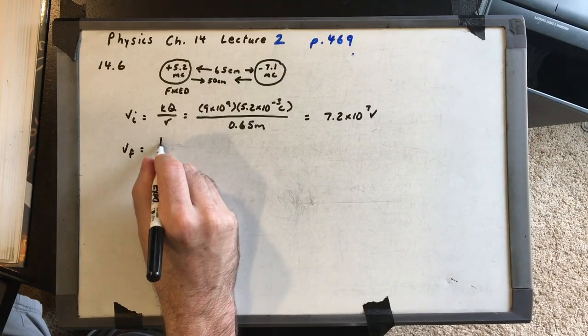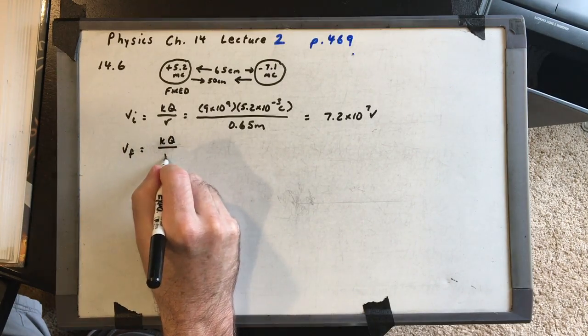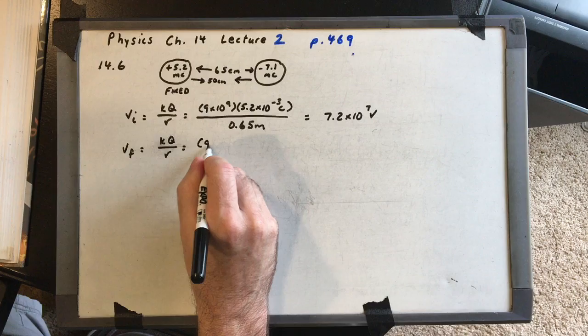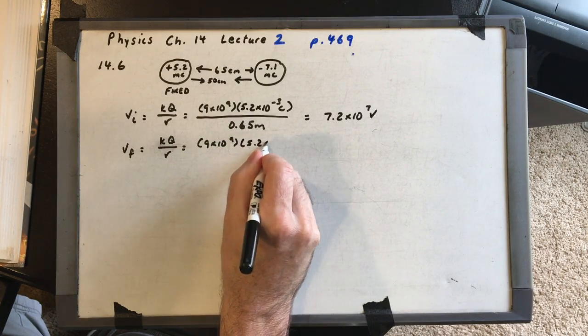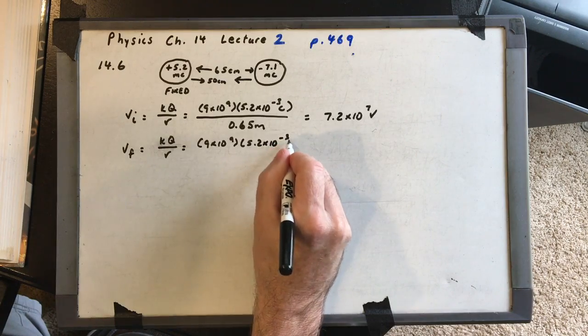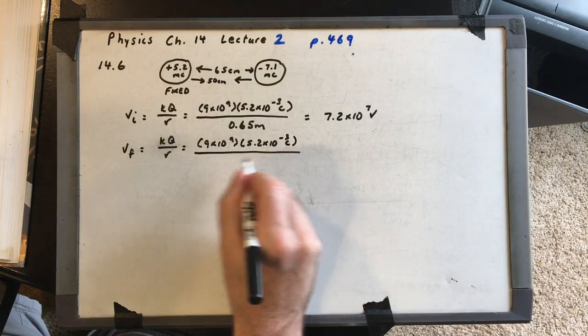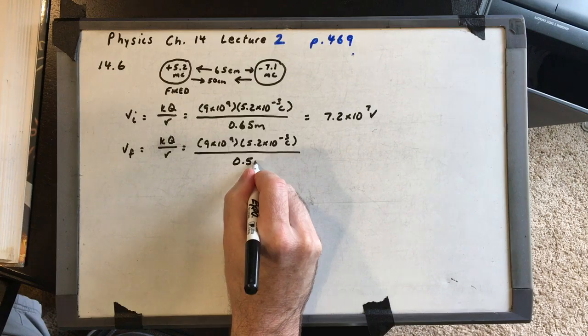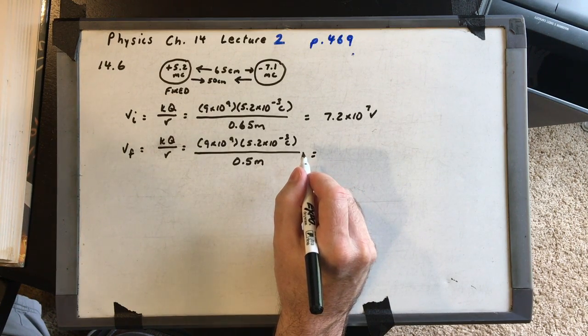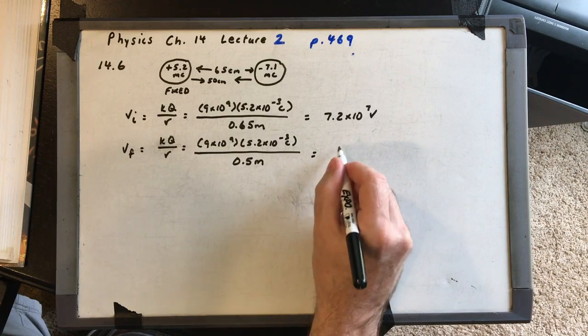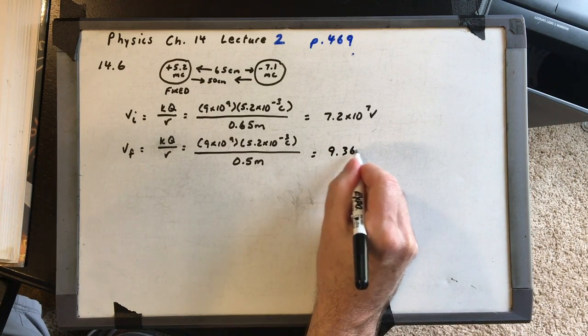Our final voltage, KQ over R, 9 times 10 to the 9th. The numerator is the same, 5.2 times 10 to the minus 3. But our final distance is 0.5 meters. All right, so that is 9.36 times 10 to the 7th.